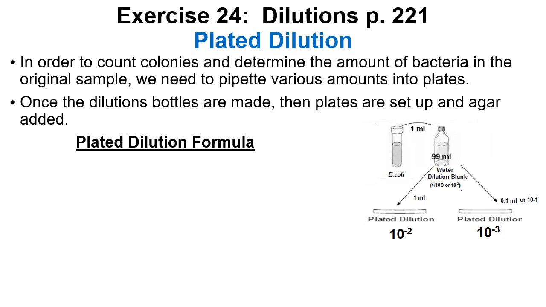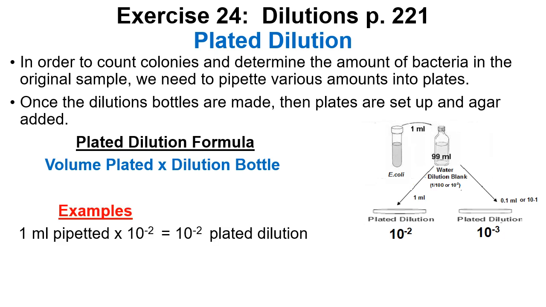Plated dilution formula. We need to figure out how much is the dilution in the plate. It's the volume plated, pipetted, times the dilution bottle. So for example, if we pipetted 1 milliliter into our 10 to the negative 2 bottle, which is what we see in our picture, our plated dilution, the amount in the plate, is 10 to the negative 2. We can see here that we have our dilution bottle 10 to the negative 2, and we pipetted 1 mil. 1 times 10 to the negative 2 is still 10 to the negative 2.